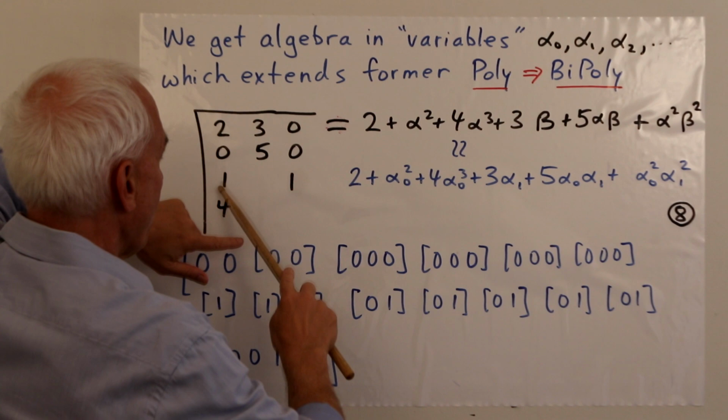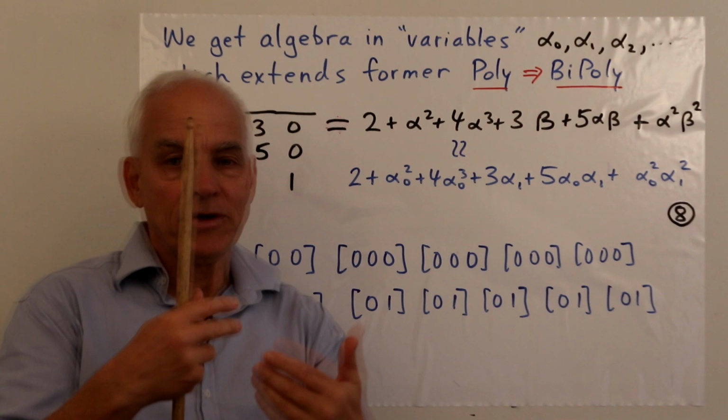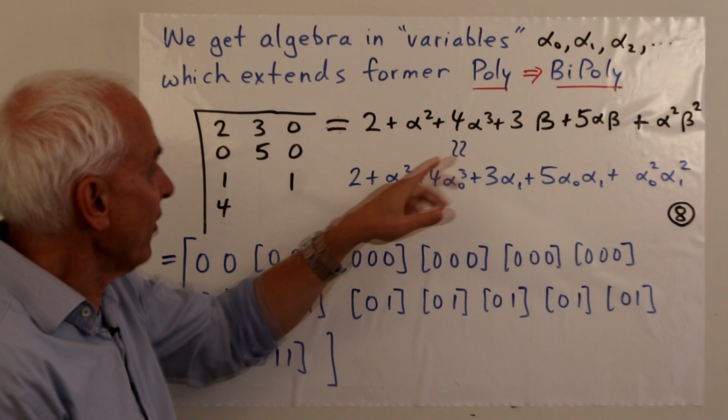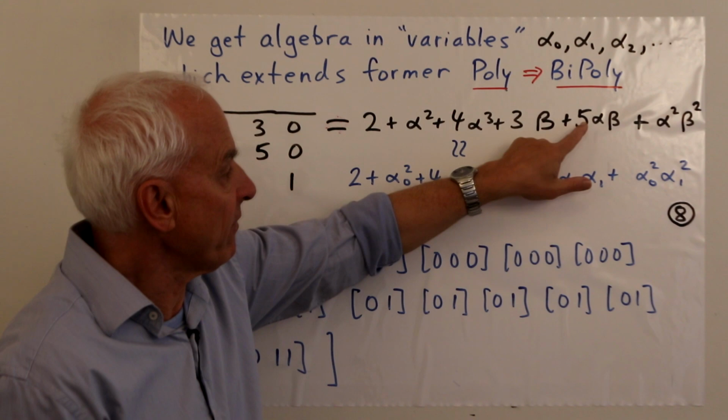Now, in the new notation that we're introducing, we're replacing alpha with alpha 0, and so it makes sense to think of beta as being replaced with alpha 1. So we would maybe just rewrite this as 2 plus alpha 0 squared plus 4 alpha 0 cubed plus 3 alpha 1 plus 5 alpha 0 alpha 1 plus alpha 0 squared alpha 1 squared.